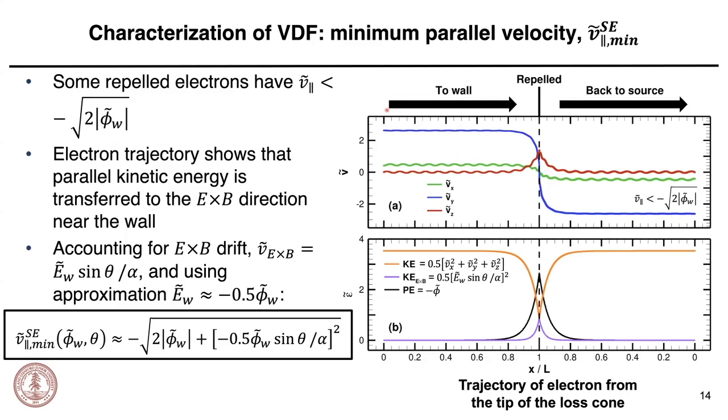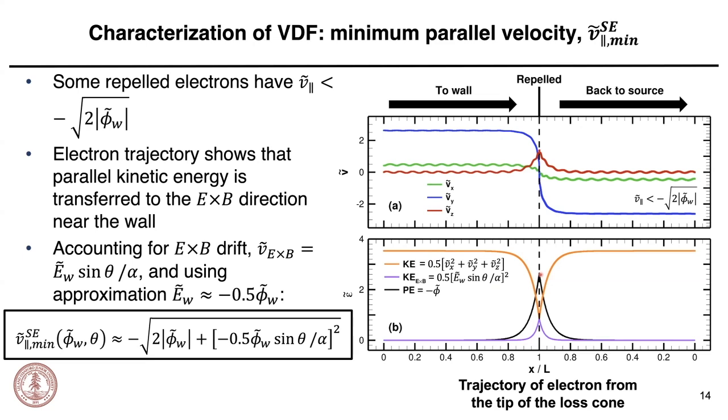I'm showing, on the left, as it journeys to the wall, it then gets repelled, and then it comes back to the source, and you can see the evolution of the velocities on the top figure, and in the bottom you'll see the evolution of the kinetic energy, and here the corresponding potential energy of the well.